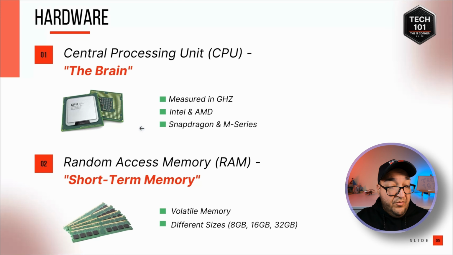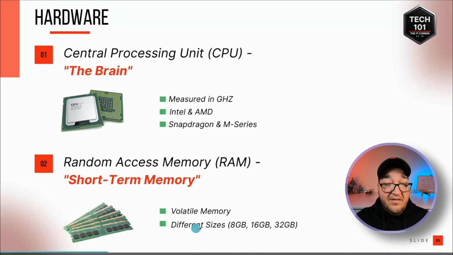So number 2, we've got random access memory, or RAM. They also call that the short-term memory. RAM temporarily stores data that the CPU actively uses, keeping the system fast and responsive, right? Unlike storage devices, RAM is a volatile memory, meaning when you shut down the computer, your RAM actually wipes away.